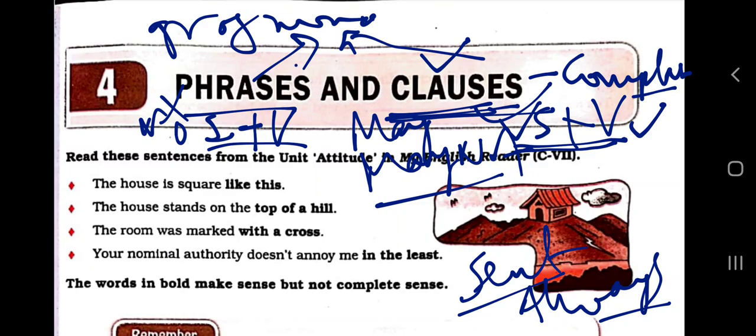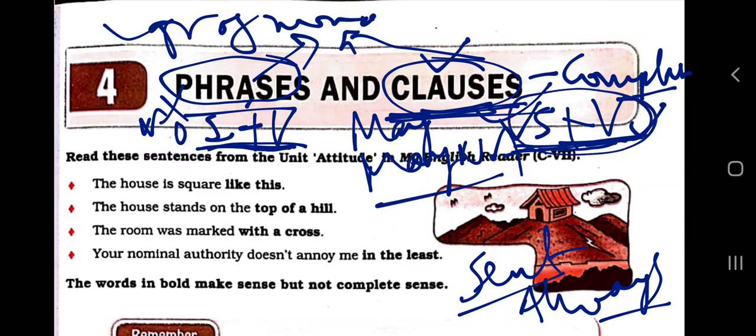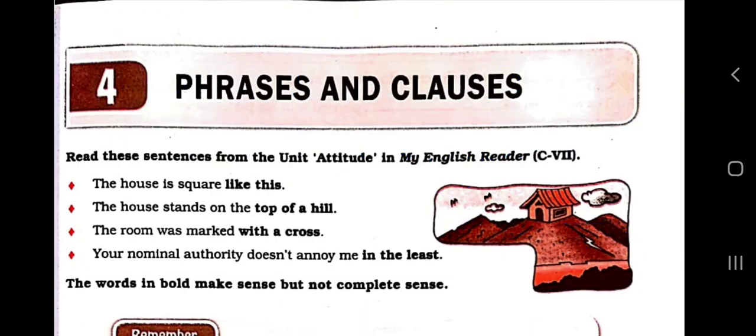So we understood phrases and clauses are groups of words. Phrases do not have a subject and verb, so they do not give complete sense. Whereas clauses have a subject and verb, so they may give complete sense and they may not give complete sense. Whereas a sentence always gives complete sense. Now let's understand with the sentence here.